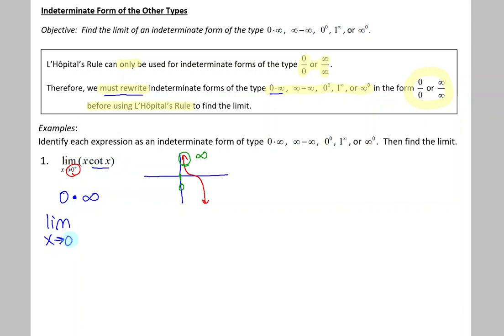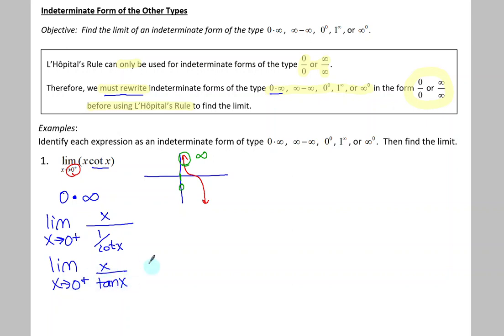Limit as x approaches 0 from the right. I can multiply by a number and divide by its reciprocal. Same with expressions. So I'm going to say, instead of x times cotangent x, I'm going to say x divided by the reciprocal of cotangent x, which is 1 over cotangent x. That's easier to think of as tangent of x. So again, we'll rewrite this limit as x approaches 0 from the right of x over tangent x.